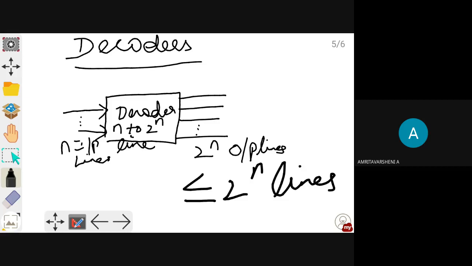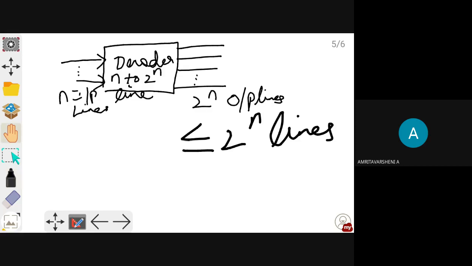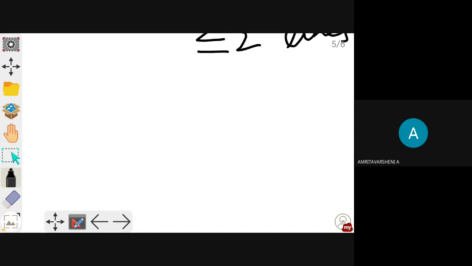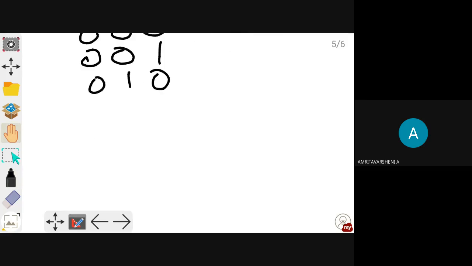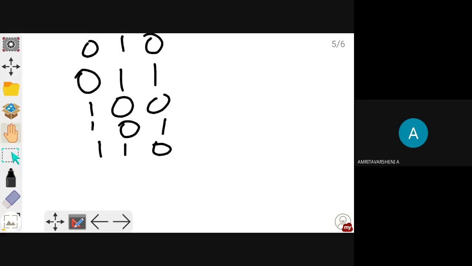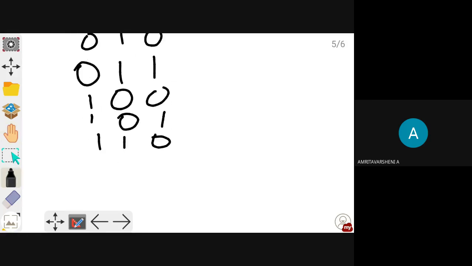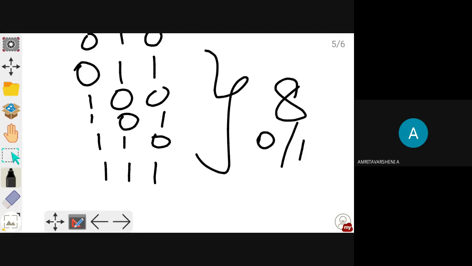So in short, decoder is used to generate minterms. You know what minterms are, right? Minterms, actually, if there are 3 variables, what minterms are there: 000, 001, 010, 011, 100, 101, 110, then 111. So you can get 8 outputs for 3 inputs. So this is known as the decoder.